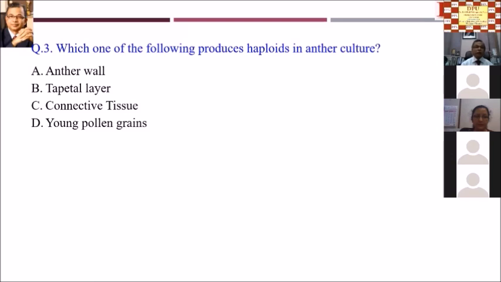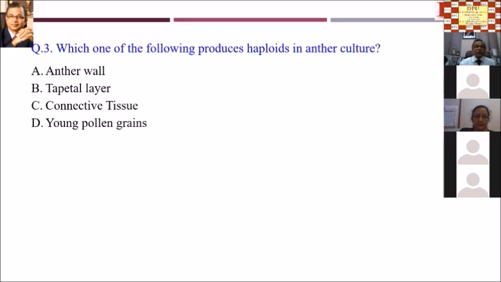1N. Now if you keep on looking at the options, the anther wall cannot be used for producing anther culture. Tapetal layer cannot be, because they are diploids. Connective tissue cannot be, they're also diploid. So if you have hit upon the word haploid, automatically 3 of the options you can eliminate. Now remains the 4th option, young pollen grains. Pollen grains, when they are young, are haploid.